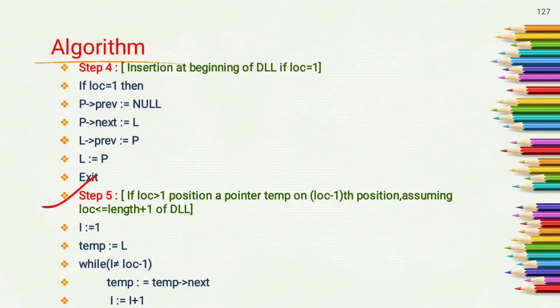Step 5 is if the doubly linked list is not empty but the value of location is greater than 1, then position a pointer temp on the location minus 1th position, assuming the value of location is less than or equal to length plus 1 of the doubly linked list. First we have to initialize I equals to 1 and store the address of the first node into temp by writing temp equals to L, and repeat a loop while I is not equal to location minus 1. Move temp to temp next and increment I by 1.